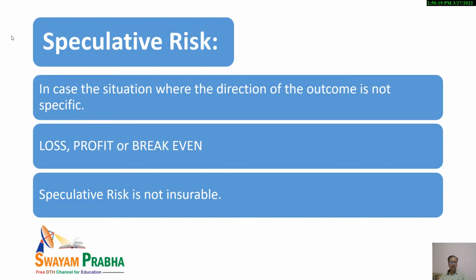There is no insurance cover available for speculative risk. The reason is, and the example may be when you are buying shares. When you are buying shares, then three possibilities may be there. Either the price of the share you have purchased may fall, or it may rise, resulting in some profit to you, or it may remain at the same level.